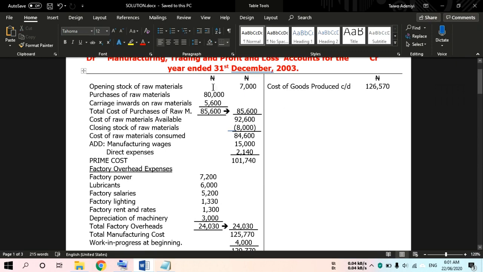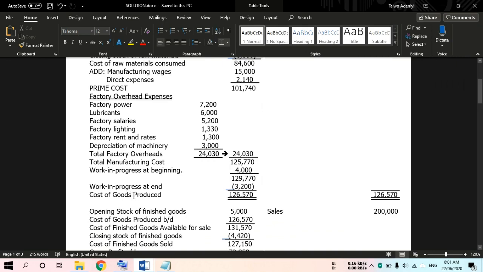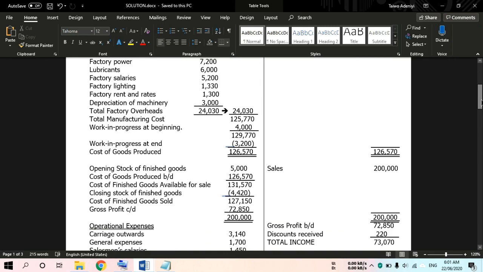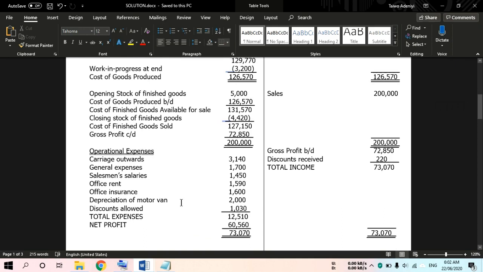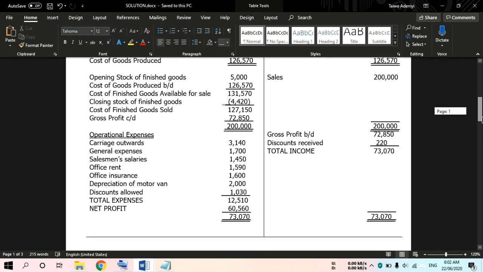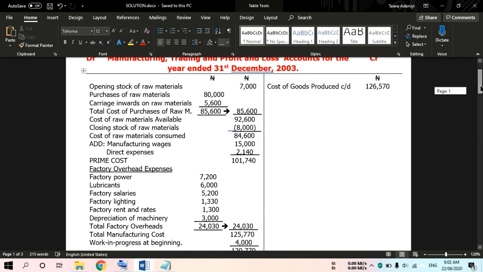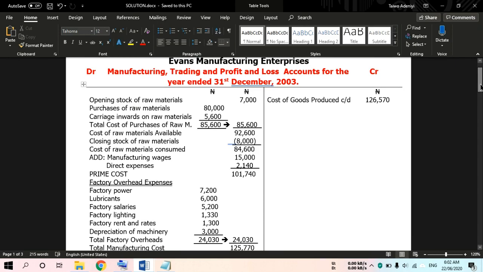As you can see from here, from the opening stock to the cost of goods produced, that is the manufacturing account. From the opening stock of finished goods to where you have the gross profit CD, that is the trading account, and from the operational expenses down to where you have your net profit, that is the profit and loss account. That is the end of the solution of the question we just finished.